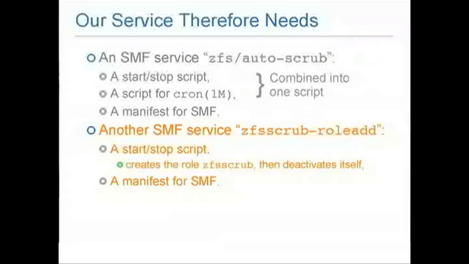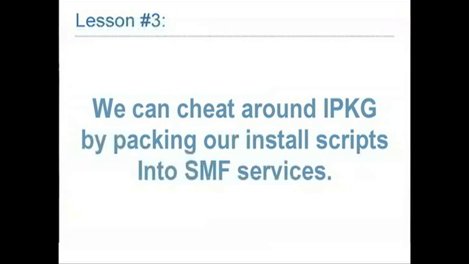So our shopping list becomes just a little bit longer. We create our own service, and we create a second service that creates a role, and that service is very simple. It just has a start-stop script, and while starting, it creates the new role and then deactivates itself. And of course, our new SMF service needs its own manifest as well, but this again is a very simple manifest. Okay, now we can start and stop ourselves, we can do everything. So lesson number 3 is we can cheat around any limitations with IPKG by using SMF, as a kind of Trojan horse mechanism to run our install scripts as SMF services.